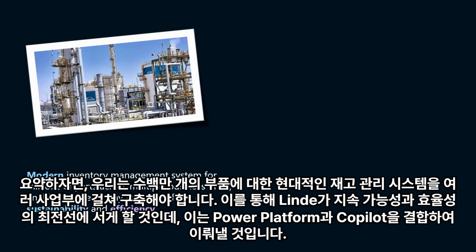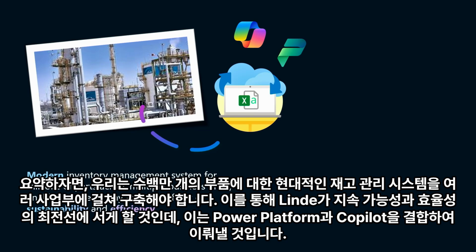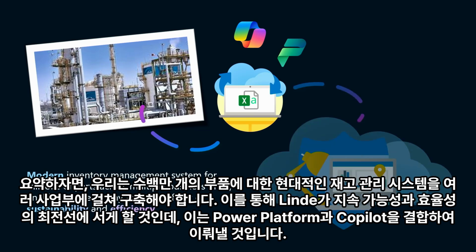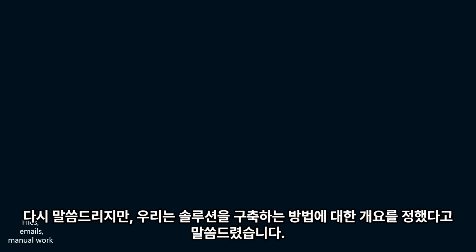So recapping, we need to create a modern inventory management system for millions of parts across multiple business units, enabling Linde to stay at the forefront of sustainability and efficiency, which we will do using a combination of Power Platform and Copilot. Remember that we said we were going to establish an outline of how we'll build the solution. So now is the time.